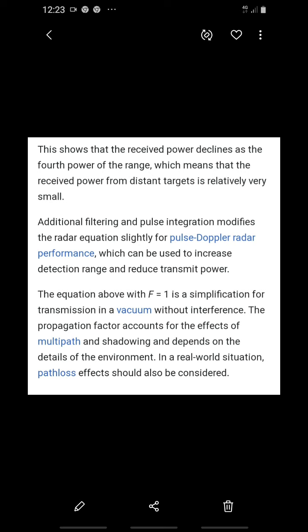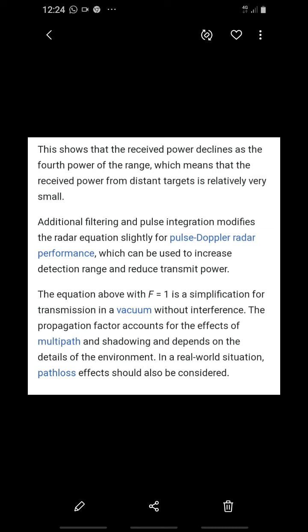This shows that the received power declines as the fourth power of the range, which means that the received power from distant targets is relatively very small.